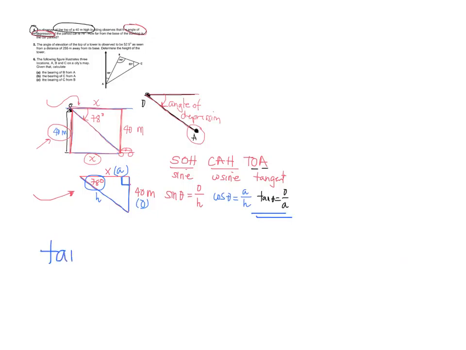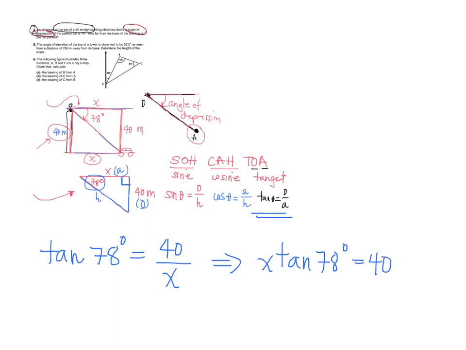So tangent theta, where the angle theta is 78 degrees, must be equal to the opposite, which is 40, over the value of x. If I perform operations, this will become x tangent 78 equals 40. It's like you're cross multiplying tangent 78 and x. Since what we want is the value of x, we need to divide by tangent of 78 degrees.